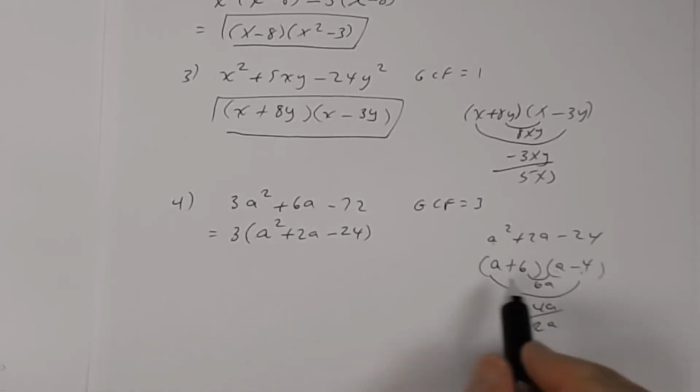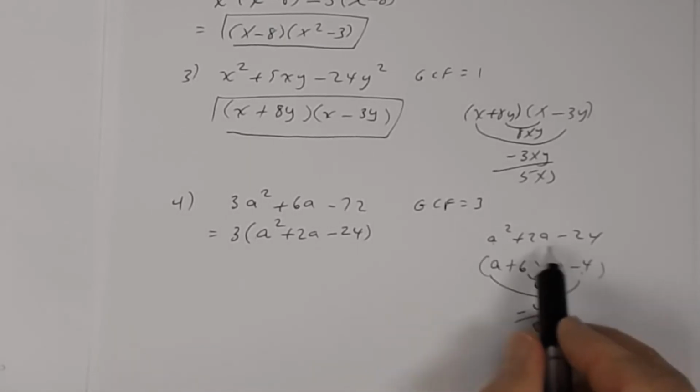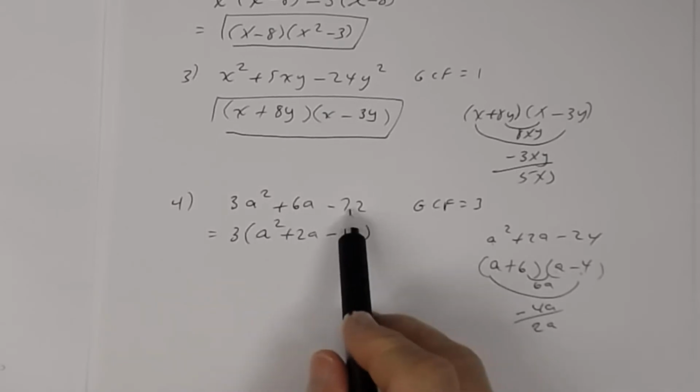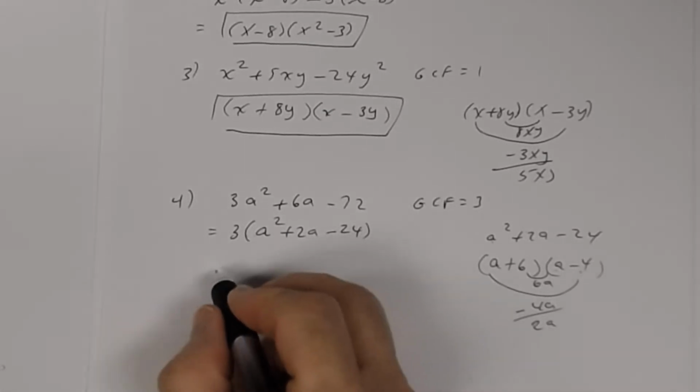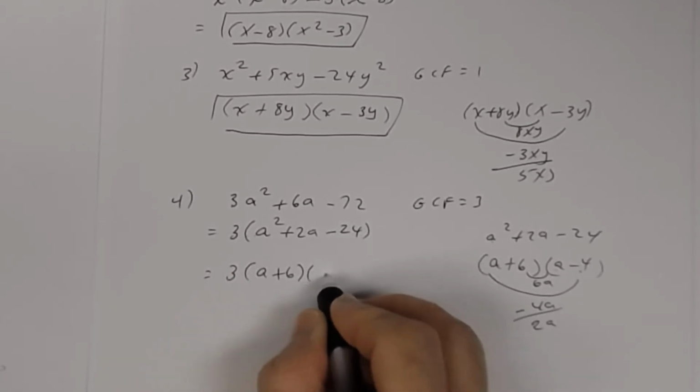So that goes here. Now, that's not the answer, because remember, this is a factorization for this. That was not the problem. This was the problem. So don't forget about your 3. So the answer is 3 times a plus 6 times a minus 4.